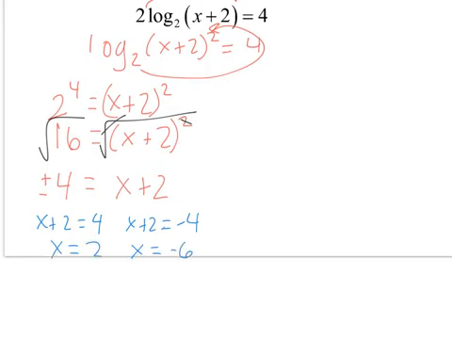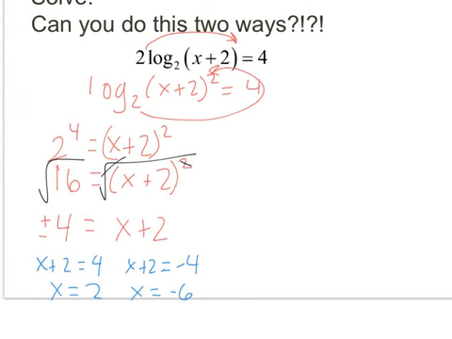And I do need to check this in the original. So if I go back up to here, if I plug in a 2 for x, I'm going to have 2 times the log base 2 of 2 plus 2, which is 4. That's okay. If I plug the negative 6 in, negative 6 plus 2 is negative 4. I can't have that. No way, no how.